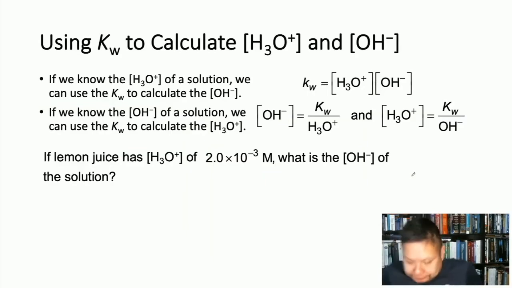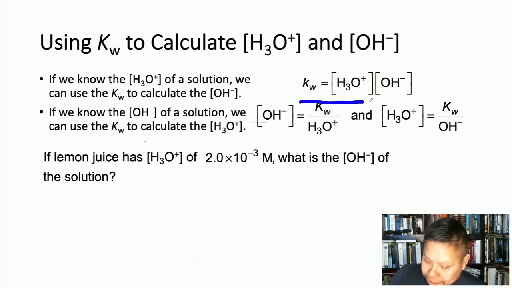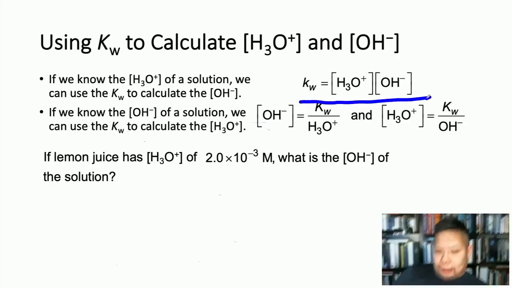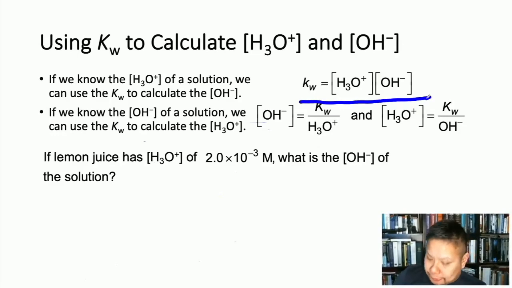So we can use Kw to calculate the concentrations of hydronium and hydroxide ions in different acids, right? So you have Kw equals the product of hydronium ions and hydroxide ions, which you can easily rearrange like we've been doing with the gas laws, where the hydroxide concentration is equal to Kw divided by hydronium, or the hydronium concentration is equal to Kw divided by the hydroxide concentration. We can use them to calculate each other. So let's do that real quick.